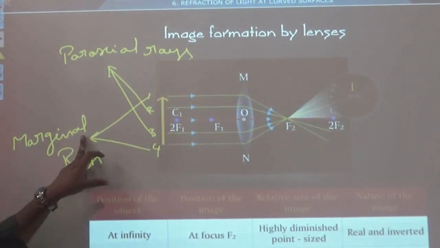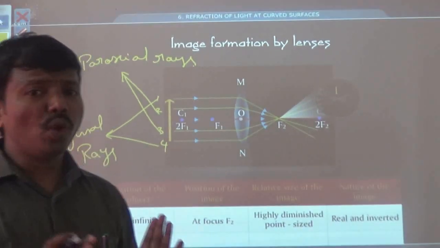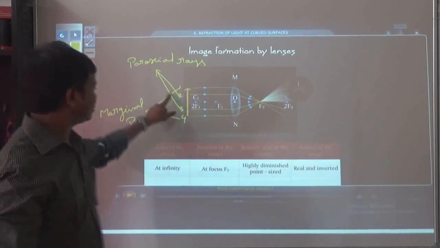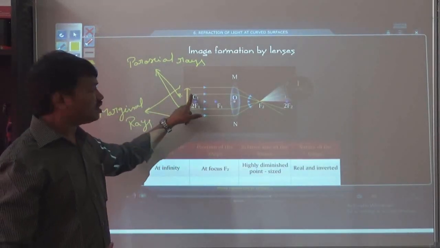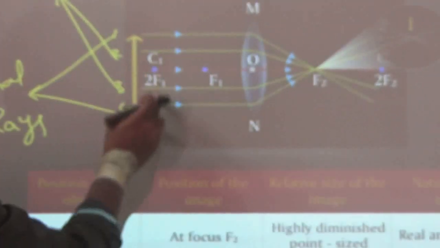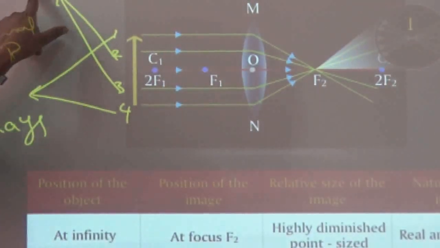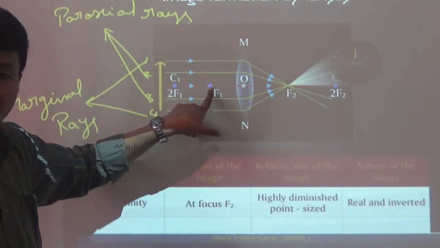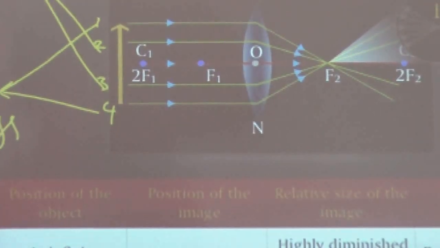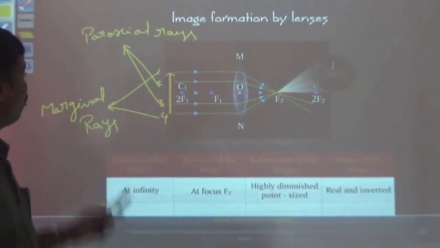Rays 1 and 4 are marginal because the light rays are far away from the principal axis. Those are called marginal rays. This is the principal axis. The light rays nearer to the principal axis are called paraxial rays.